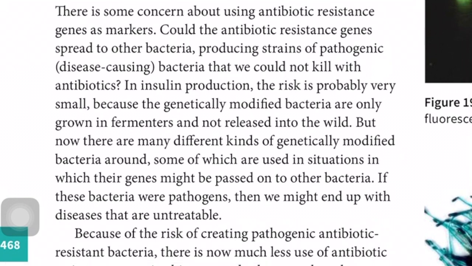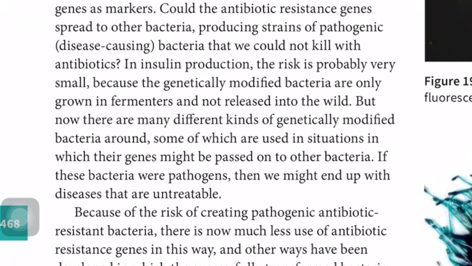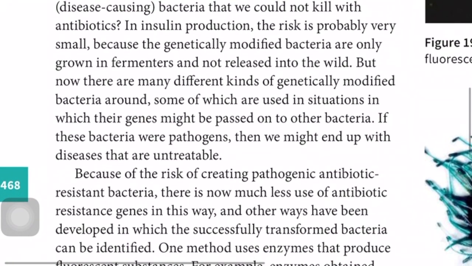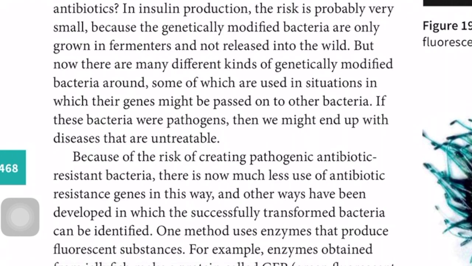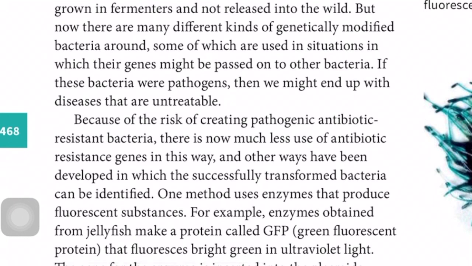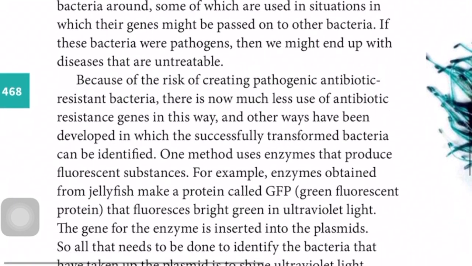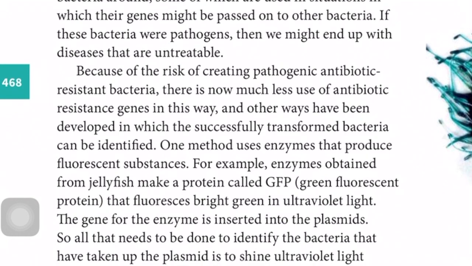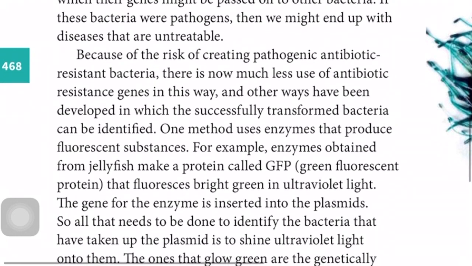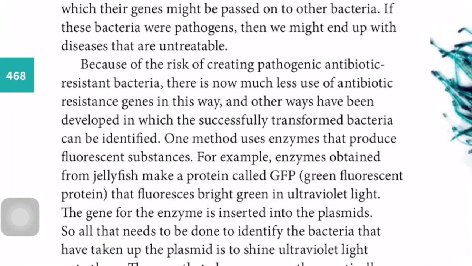There is some concern about using antibiotic resistance genes as markers. Could the antibiotic resistance gene spread to other bacteria, producing strains of pathogenic bacteria that we could not kill with antibiotics? In insulin production, the risk is probably very small because the genetically modified bacteria are only grown in fermenters and not released in the wild. But now there are many different kinds of genetically modified bacteria around, some of which are used in situations in which their genes might be passed on to other bacteria. If these bacteria are pathogens, then we might end up with diseases that are untreatable. Well, pathogens are bacteria, we know, that cause harm to other organisms.